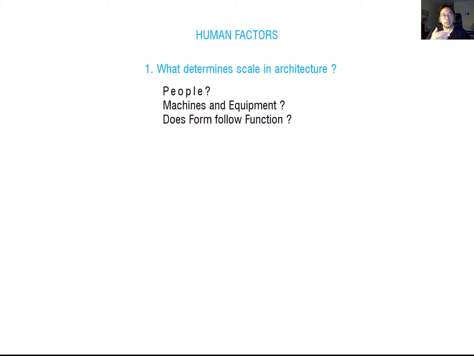What kind of machine is in this room? What kind of equipment is in this room? And then for a classroom, how many chairs and desks are required for this room? These kinds of things decide the space.